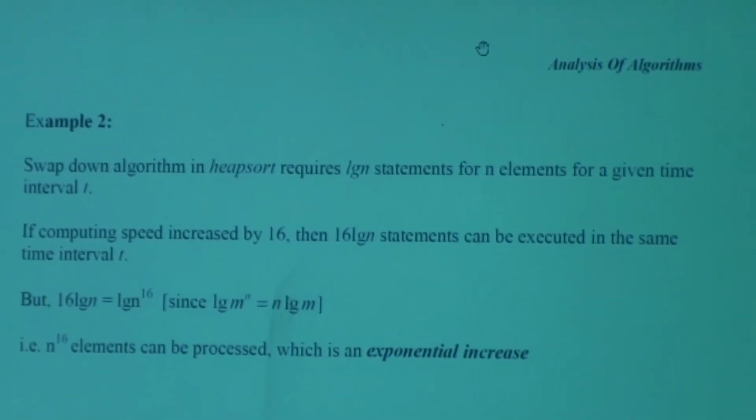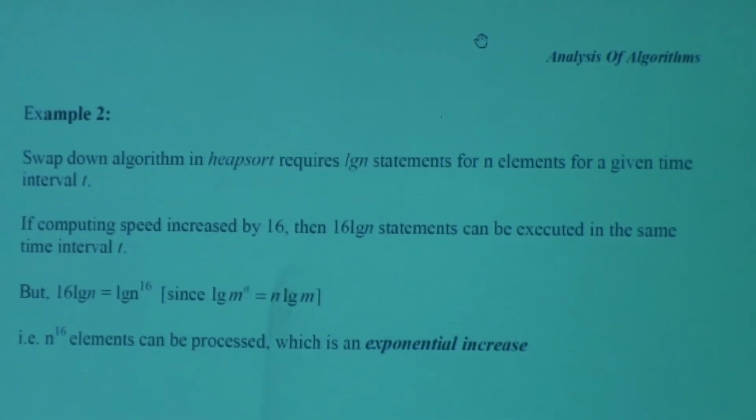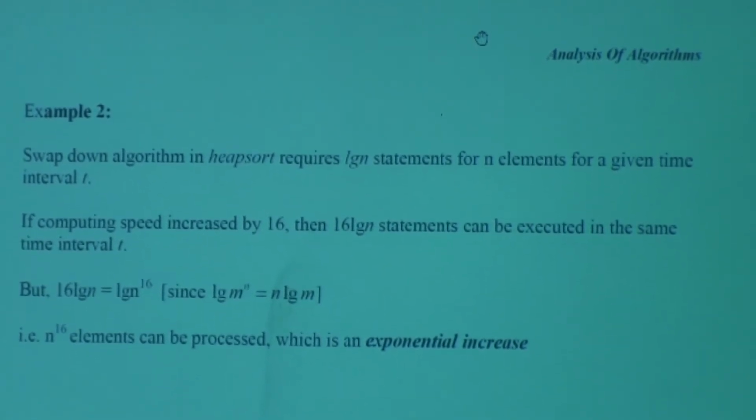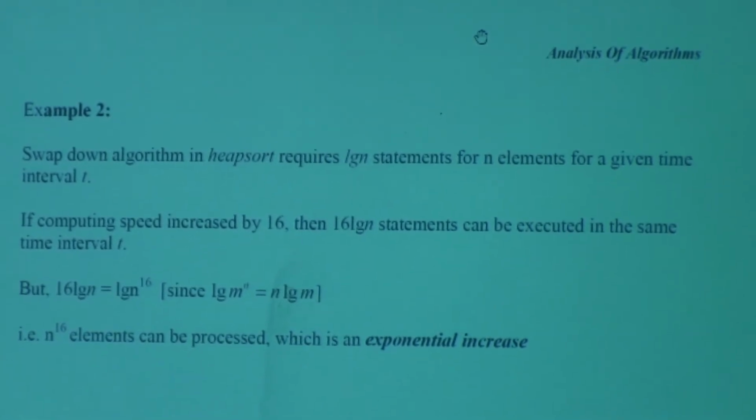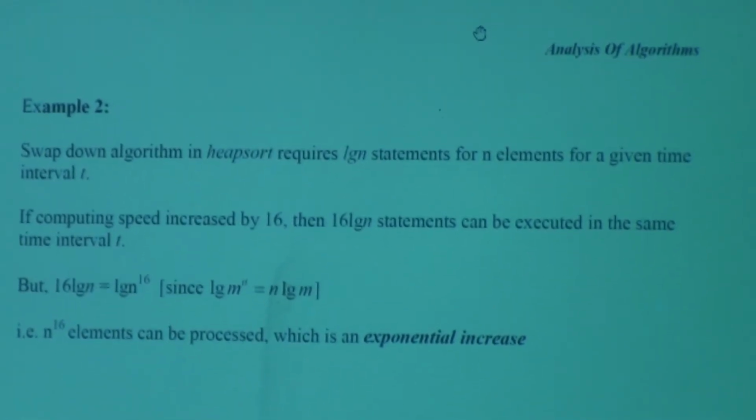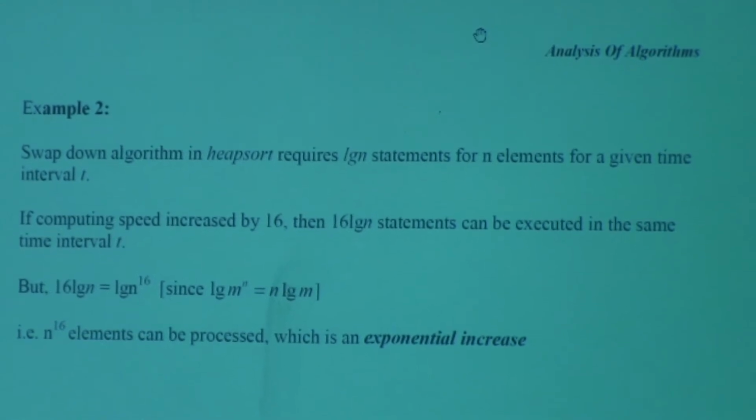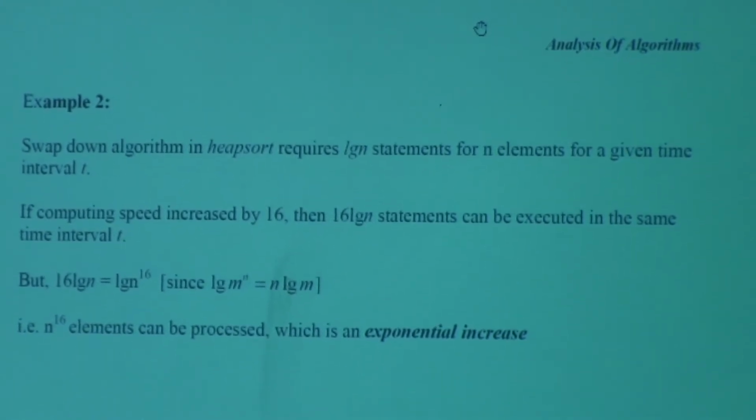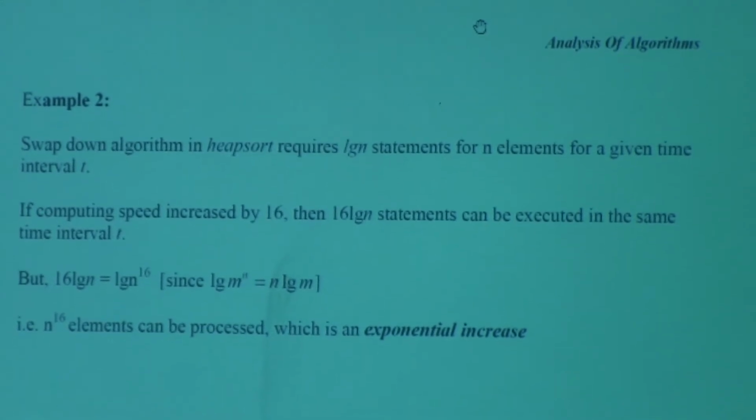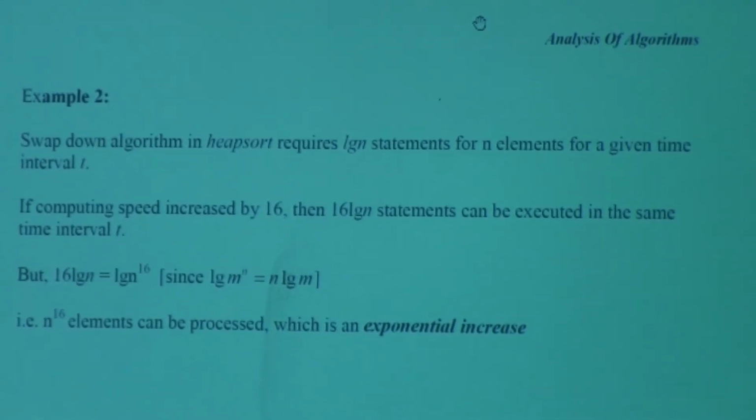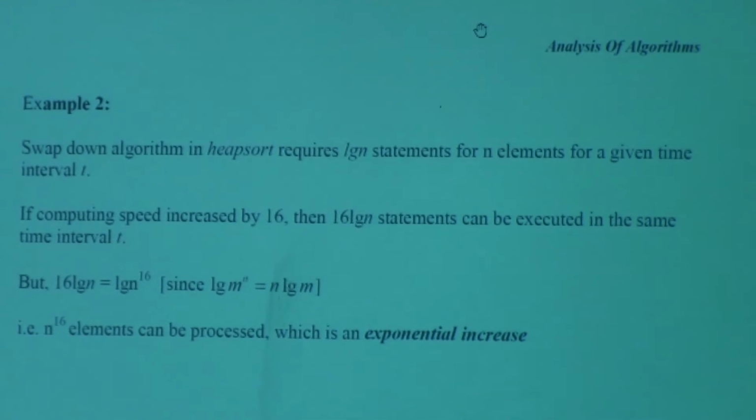So now let's take a look at a different algorithm. There's an algorithm that we're going to look at. It's called the swap down algorithm. It's part of a heap sort. And the number of instructions that's required is LGN, where LG is log base 2, log base 2.